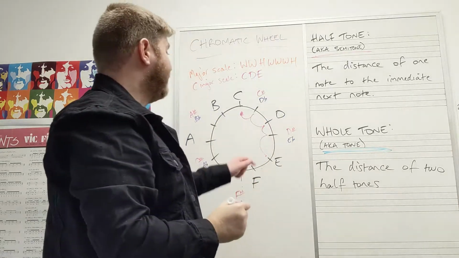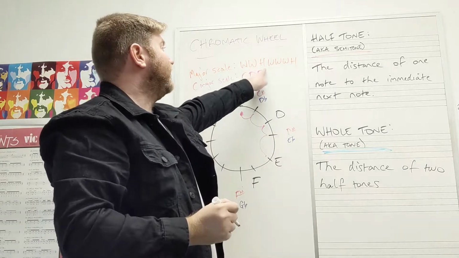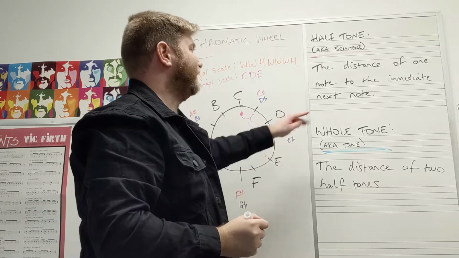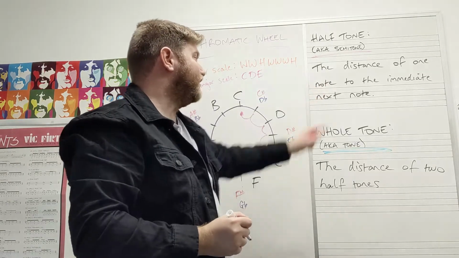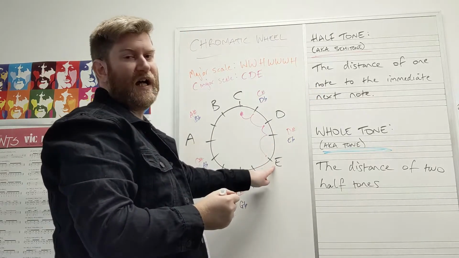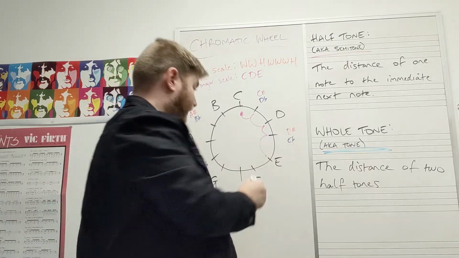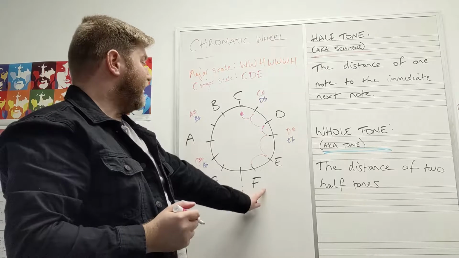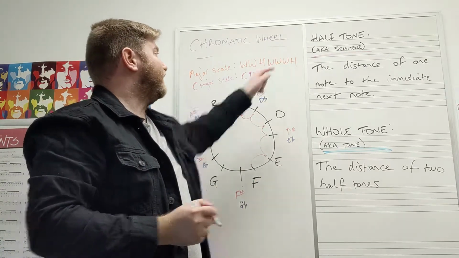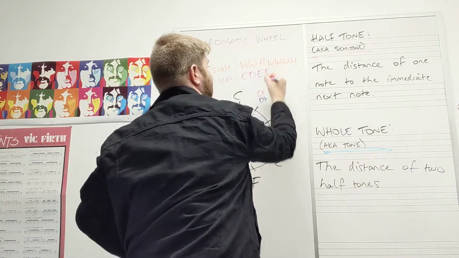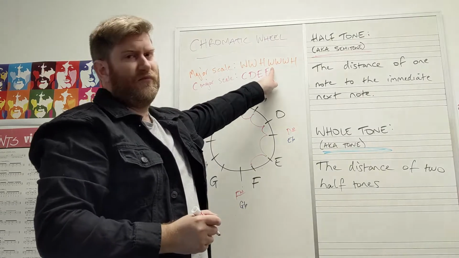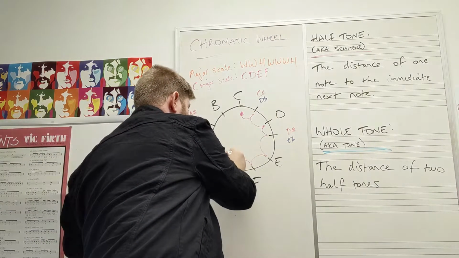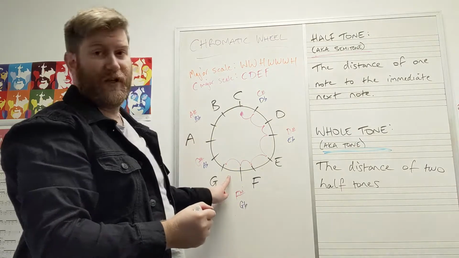All right, from here, we need to go a half step, or a half tone. So a distance of one note to the immediate next. So what's immediately after E? F, okay? So then we jump to F, there we go. From F, we have another whole tone from there, that's fine. Whole tone, 1, 2, we end up on G, okay?